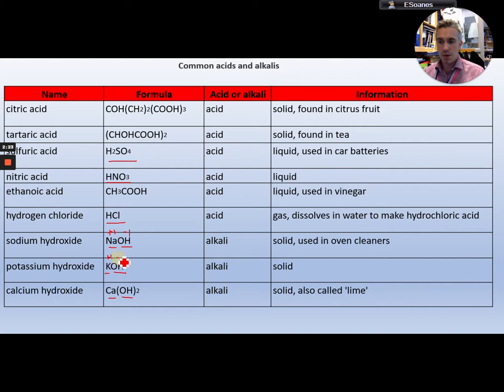But calcium's in group 2. What charge does calcium form as an ion? It forms +2. So we need 2 of these hydroxides to balance out. But the O and the H together make -1. So we put brackets around it and put a little 2 here. So Ca(OH)2. I've just made it really difficult to see. Ca(OH)2. Nice.